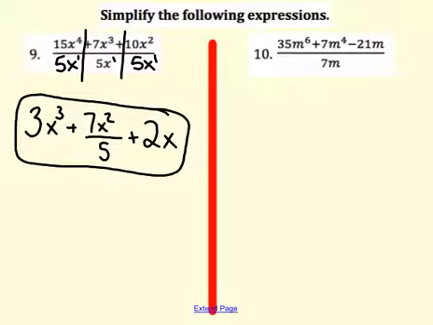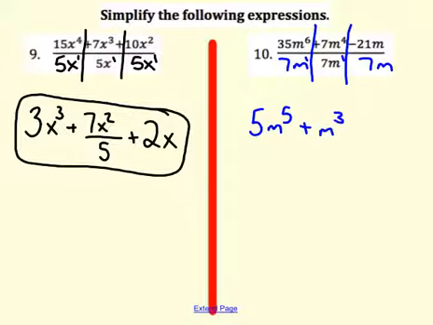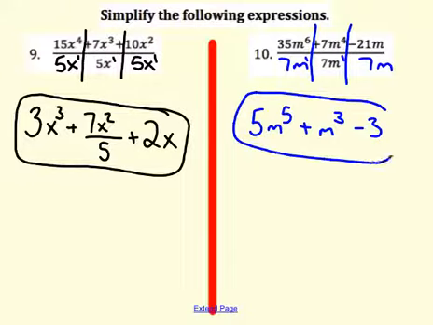It's great. And then last but not least, we have 7m, 7m. Alright, 35 divided by 7 is 5m to the 5th. 6 minus 1, alright. 4 minus 1, so I'm seeing an m to the 3, because 7 divided by 7 is 1, and I'm too lazy to write the 1. And then minus 3. Notice no like terms there. Nothing else we can simplify.